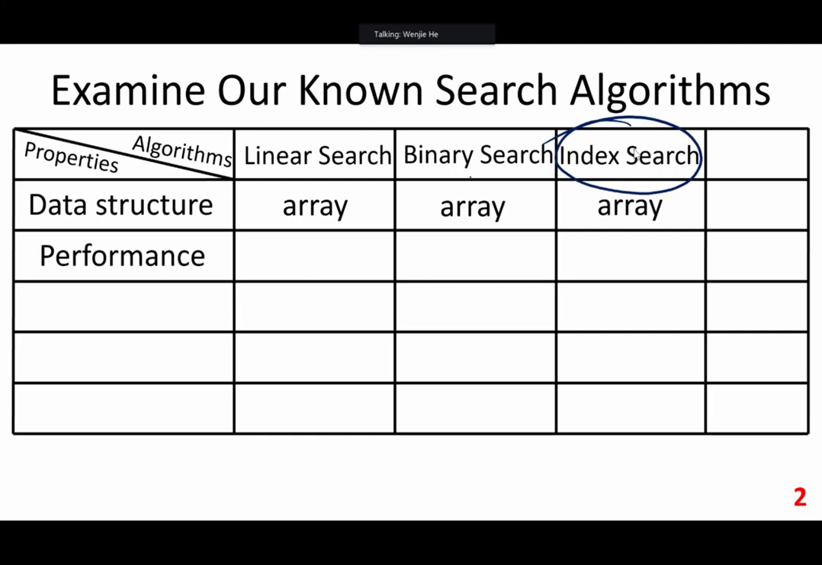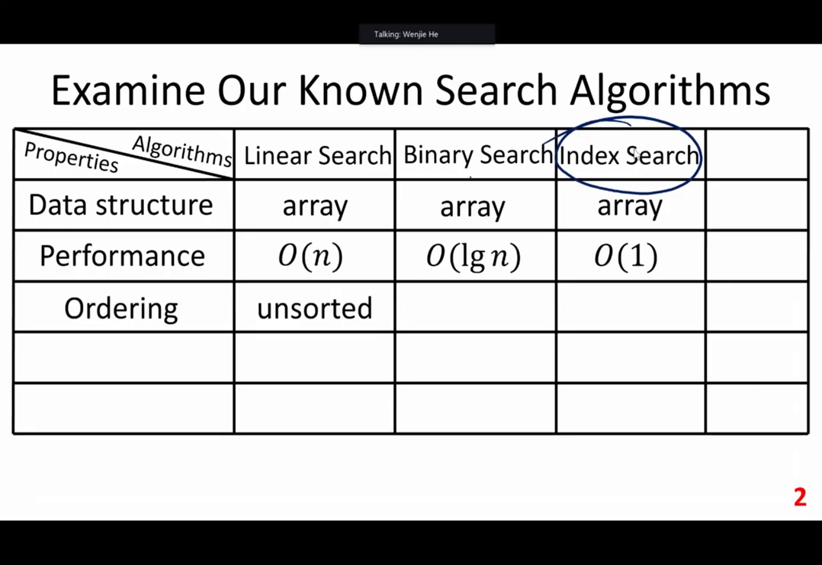Performance or efficiency: big O of n, big O of log n, and index search, I will talk about this. What's that? Very simple. Big O of 1, very fast. Ordering: linear search is unsorted, binary search is sorted, index search is unsorted. Then dynamic data: for linear search, you can add it to the current array.